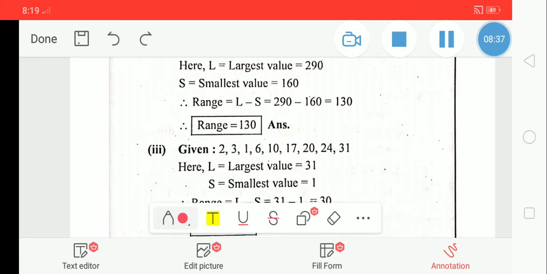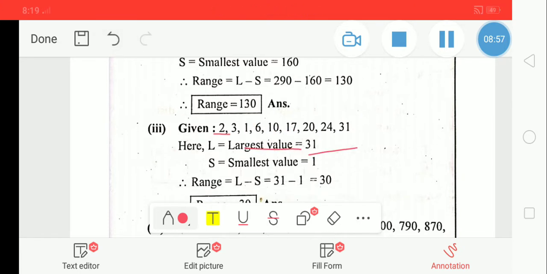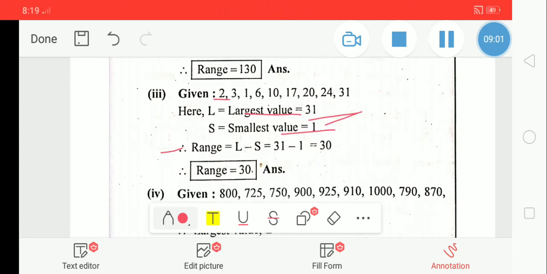Now third one: 2, 1, 2, 3, 1, 6, 10. Here 1 is the smallest. Let us look ahead: 6, 10, 17, 20, 24, 31. Here 31 is the largest and 1 is the smallest. So L is equal to the largest value, that is 31, and S is equal to the smallest value, that is 1. Range is equal to L minus S, which is 31 minus 1, equal to 30. So 30 is the range of this distribution.